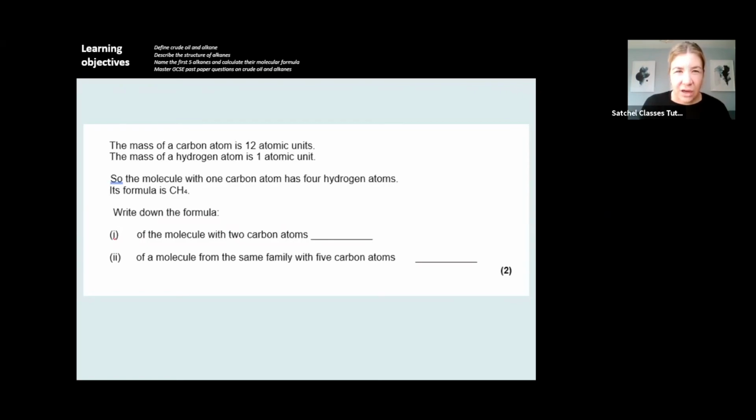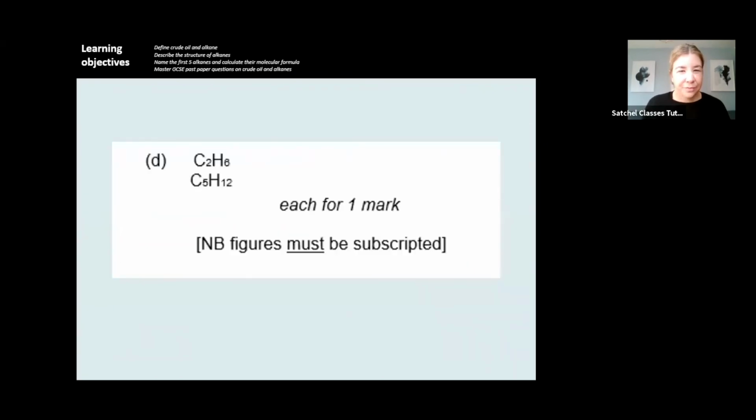Grab a different colour pen if you're marking it as we go. Well done, 1 mark for each. It says figures must be subscripted. So actually these numbers must be small. It's so important. And if you're stuck when it comes to formula, there'll be another video on that. But these numbers must be small, okay? You can't have them big because that doesn't make sense. That's not really a rule when it comes to writing formulae.